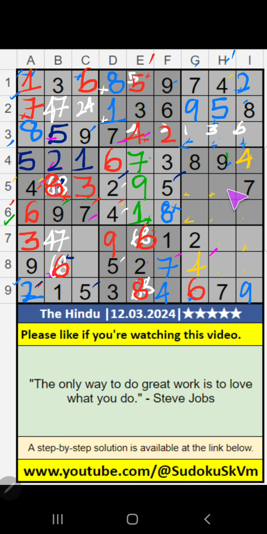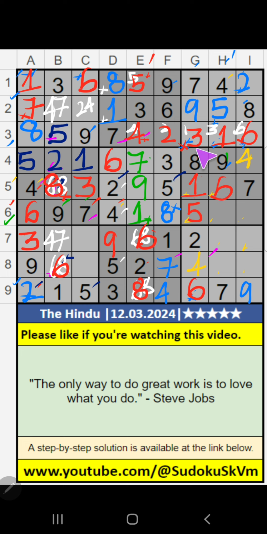Fifth row, 2 numbers are remaining. 1 and 6. Column G, we have 6. So 6 can't come in this cell. 6 is confirmed here. Then 1 is here. Third grid, third row, 3 numbers are remaining. 1, 3, 6. Column G, we have 1 and 6. So 1 and 6 can't come in these cells. It will come in one of these cells. Column H, we have 6. So 6 can't come in the cell. 6 is confirmed here. Then 1 is here. Then third row and third grid, only one number remaining. 3. 3 is confirmed here. Then column G, only one number remaining. 5. 5 is confirmed here.